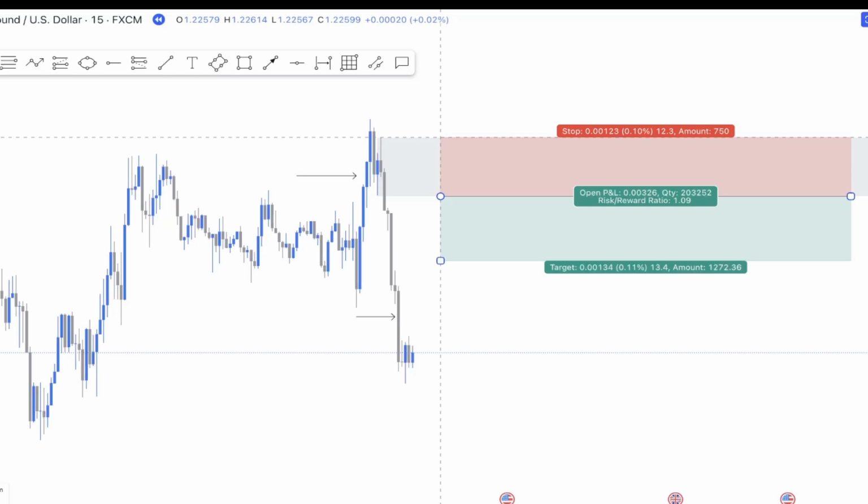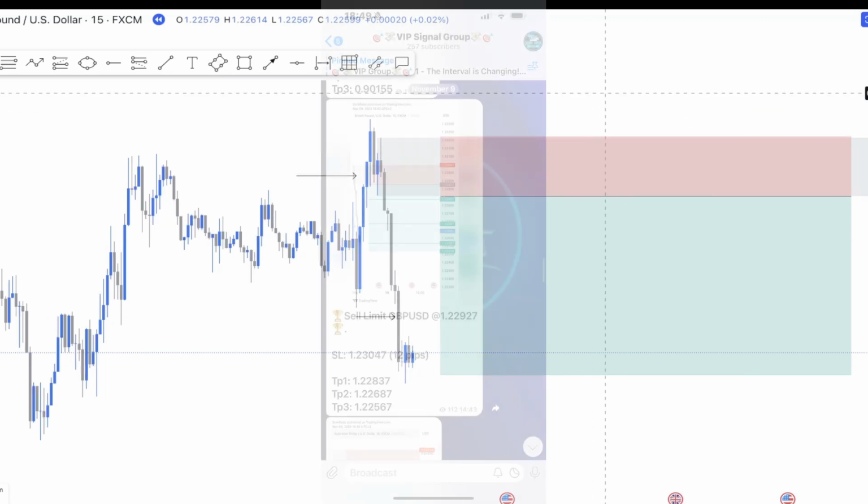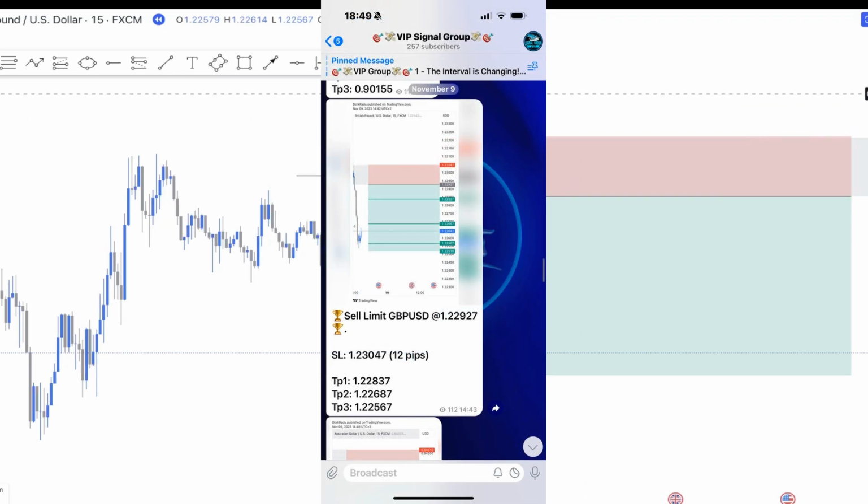The stop loss I think was around here. Okay, and the last take profit was right here at a 1 to 3 risk to reward ratio. And of course, I will attach a picture on the screen right now to see exactly when this trade was sent in the SMC group.